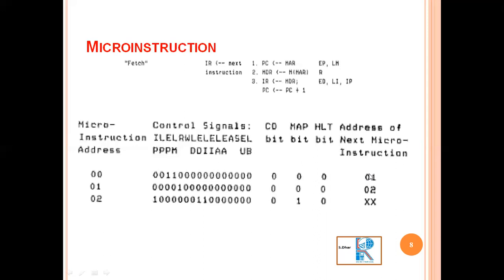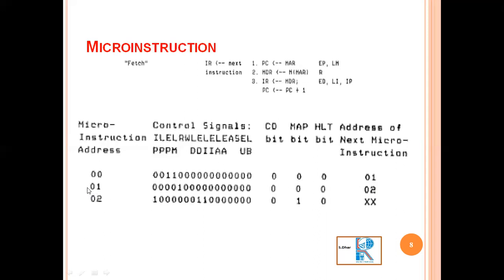Then after the execution of this micro instruction, these two lines will be activated and all the other lines will be 0. So data will be transferred from PC to MAR. After that, what is the next micro instruction? The computer has to go to the next micro instruction, which is 0, 1. That means it will go to 0, 1 here.